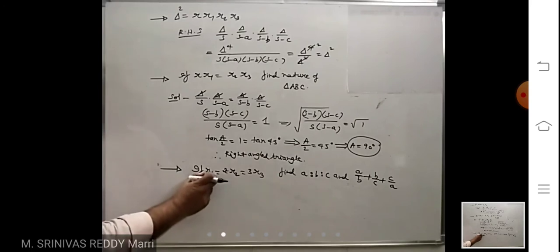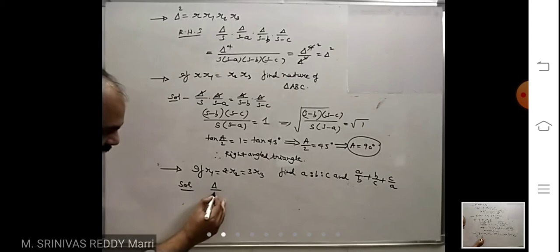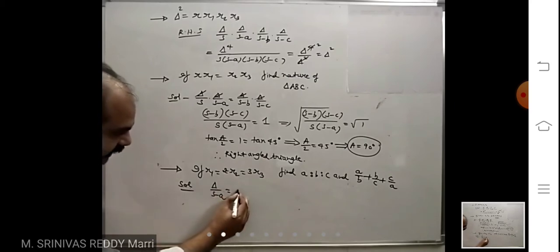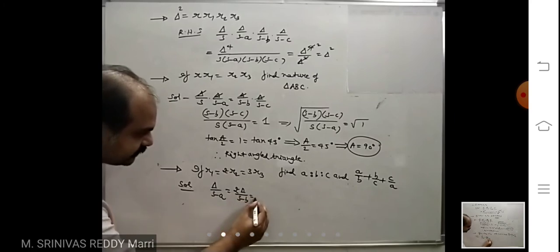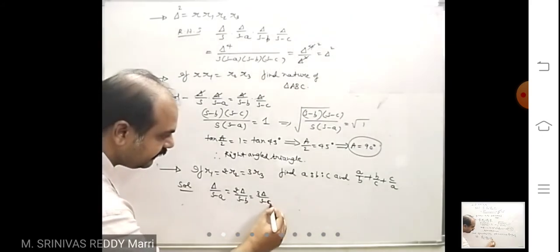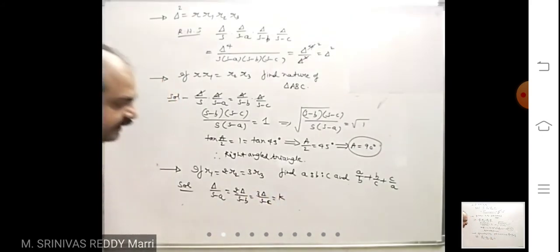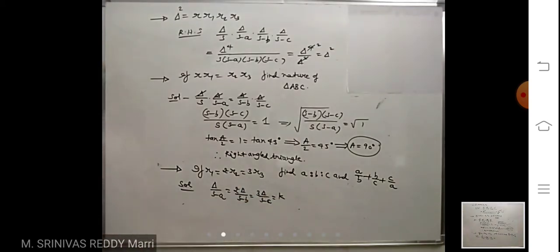R1 equals 2R2 equals 3R3 is given. Just substitute the formula. This is nothing but delta by S minus A, 2 into delta by S minus B, equals 3 into delta by S minus C. Let us say this is k. Whenever equals is given, take each equal to k.